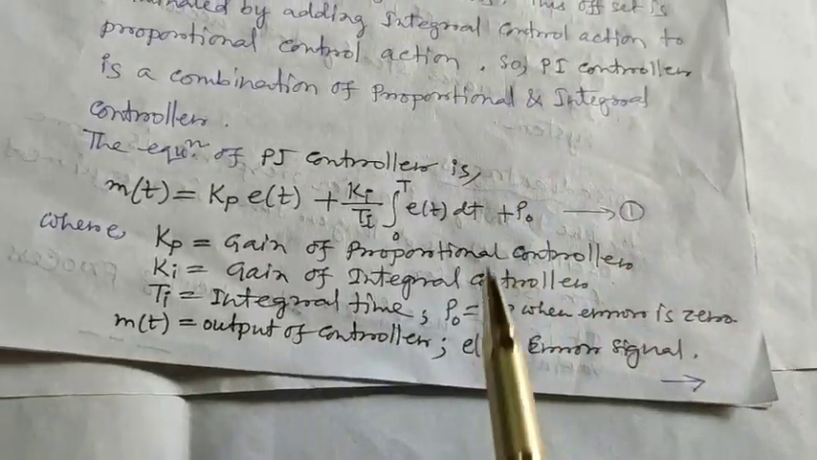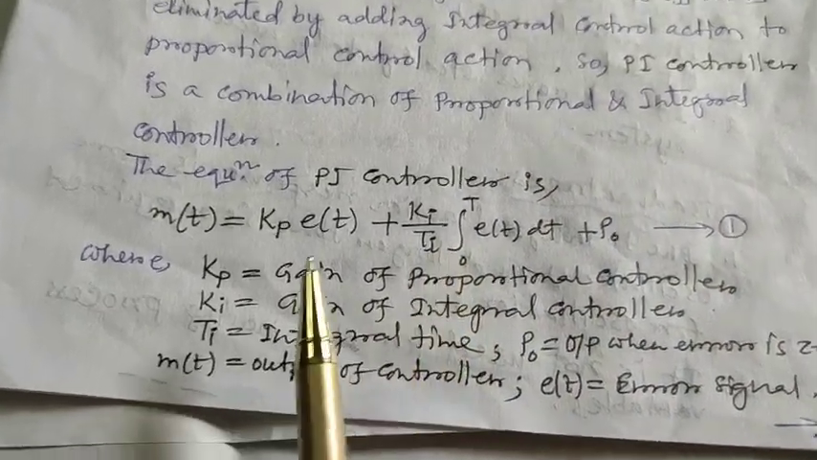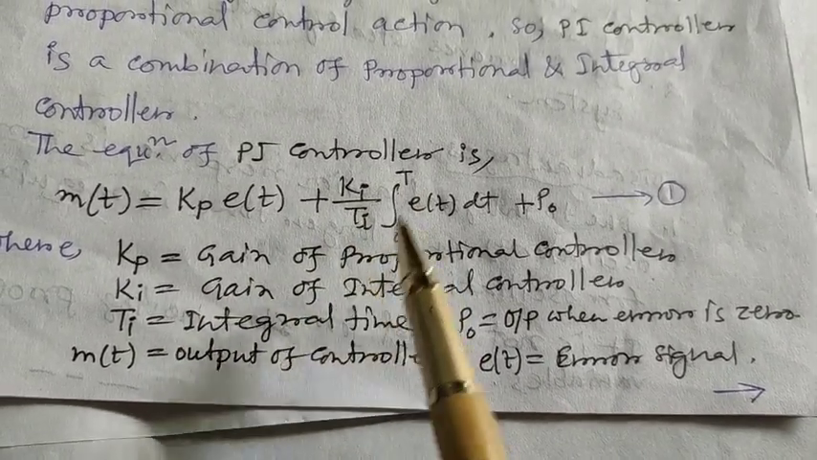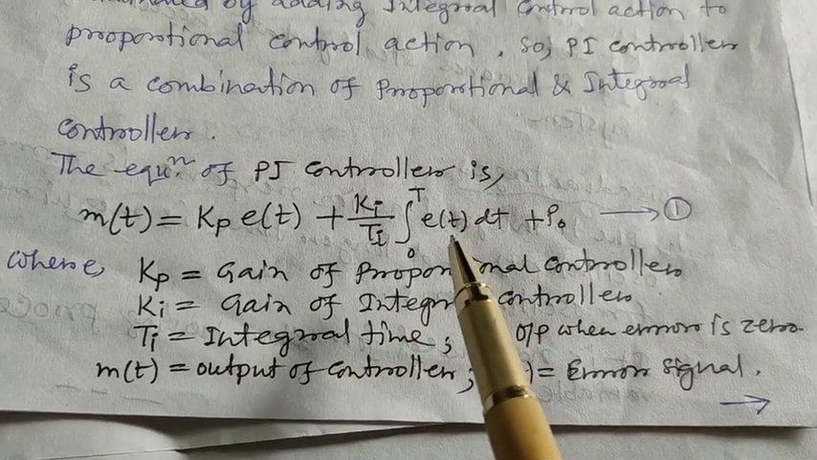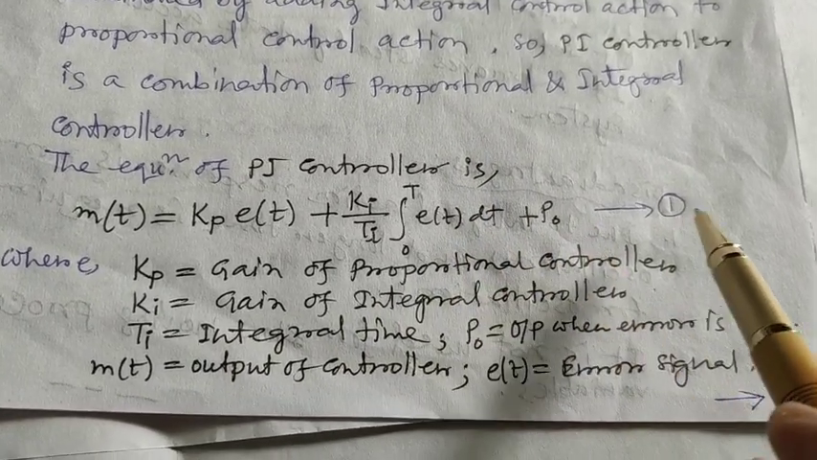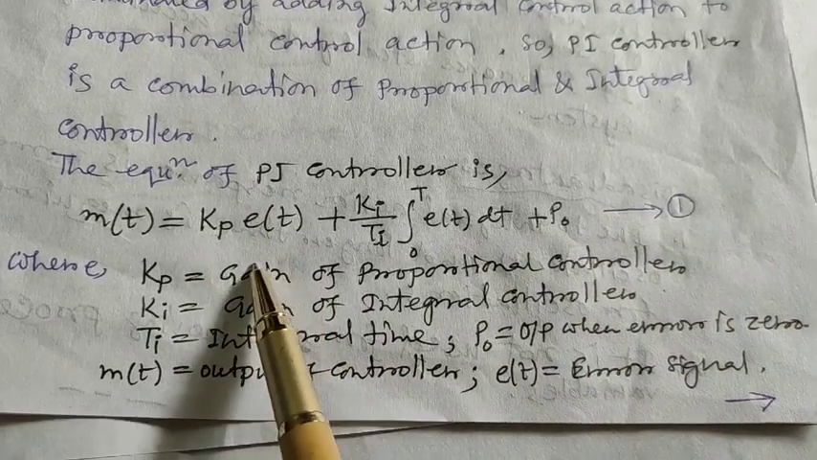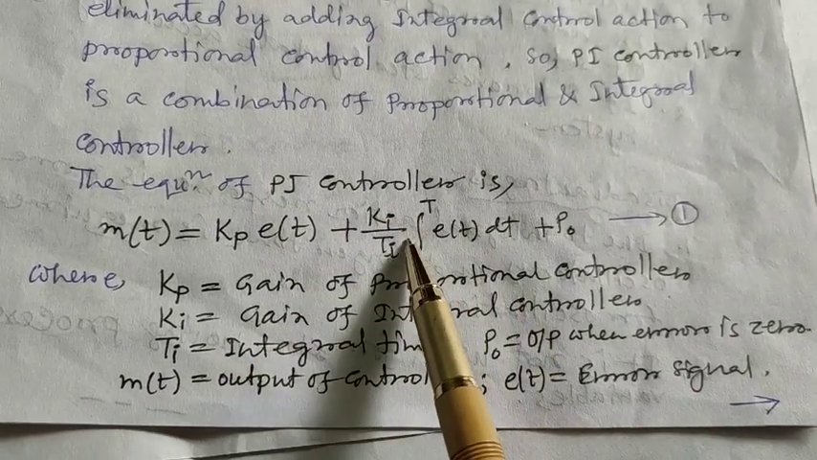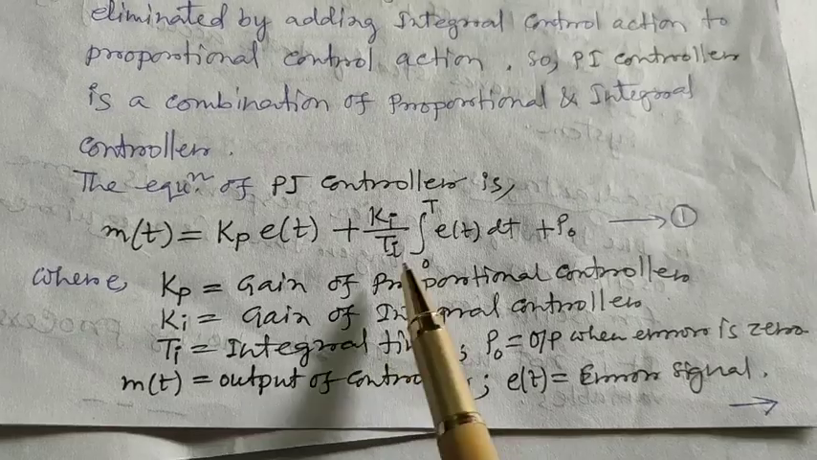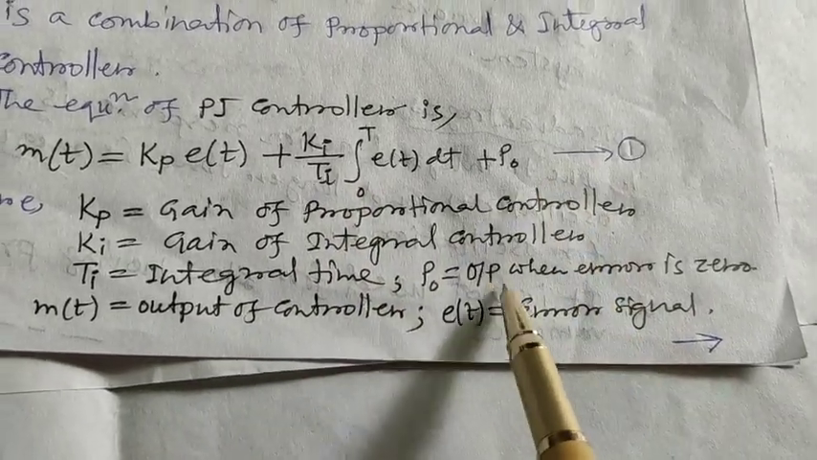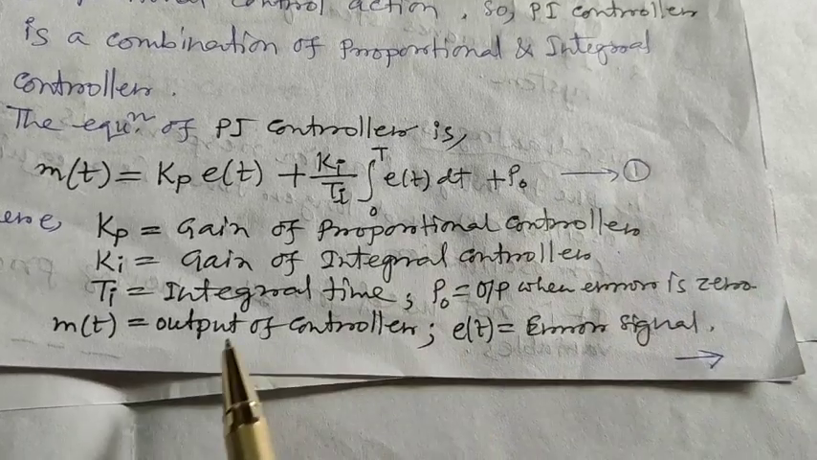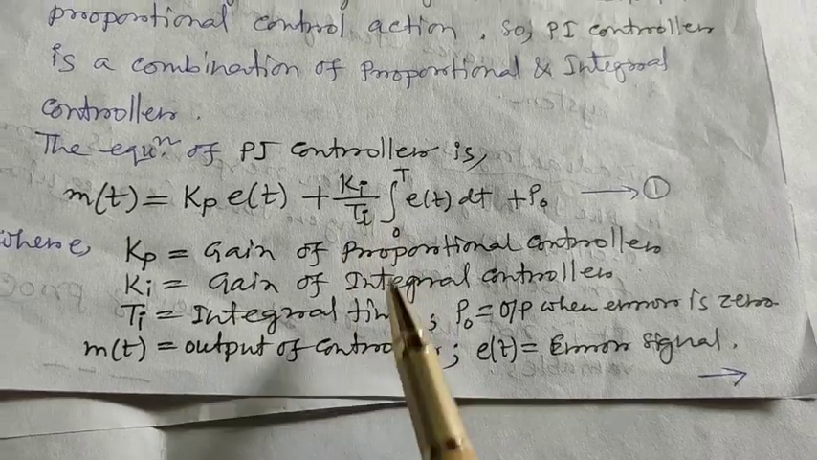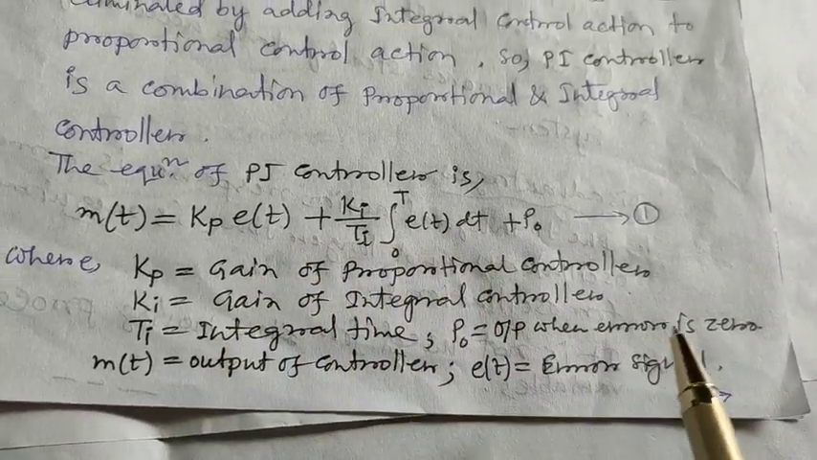The equation of a PI controller is m(t) equal to Kp e(t) plus Ki by Ti integration from 0 to t of e(t) dt plus P0, where Kp is the gain of the proportional controller, Ki is the gain of the integral controller, Ti is the integral time, and P0 is the output when error is 0. And m(t) is the output of the controller and e(t) is the error signal.